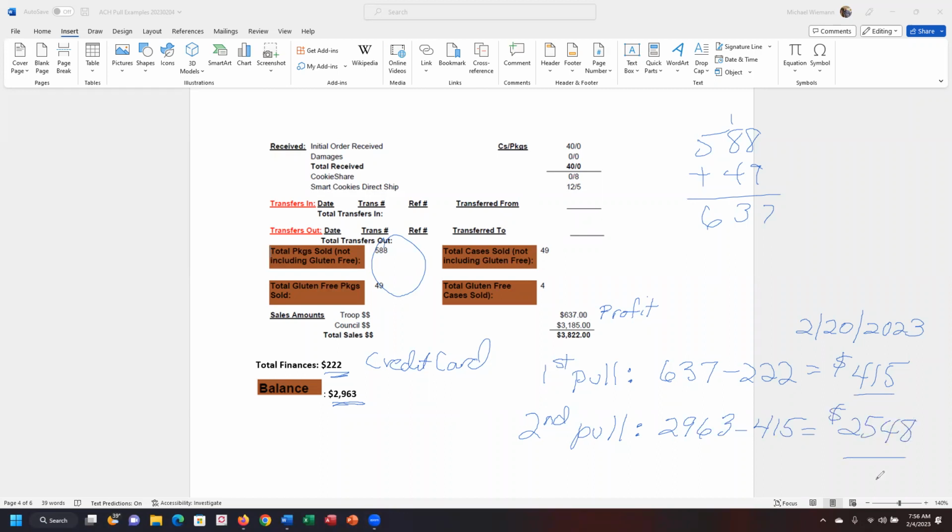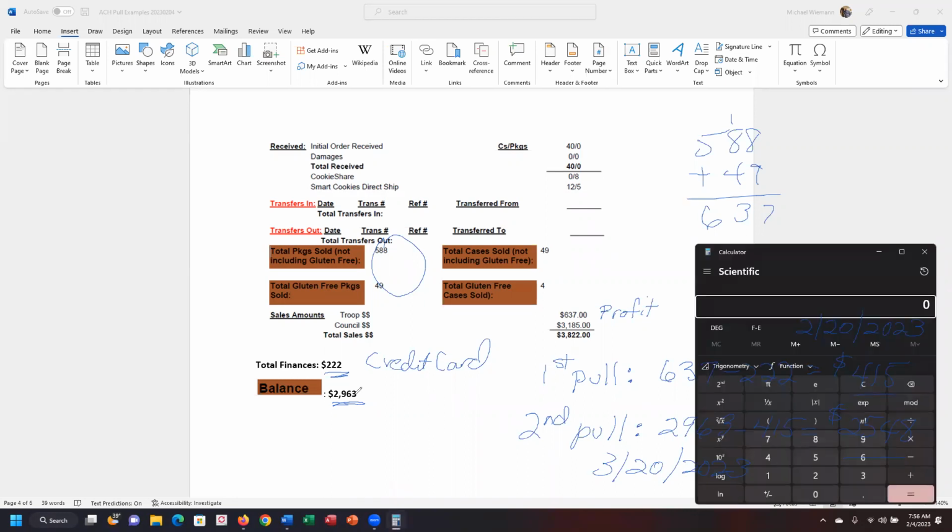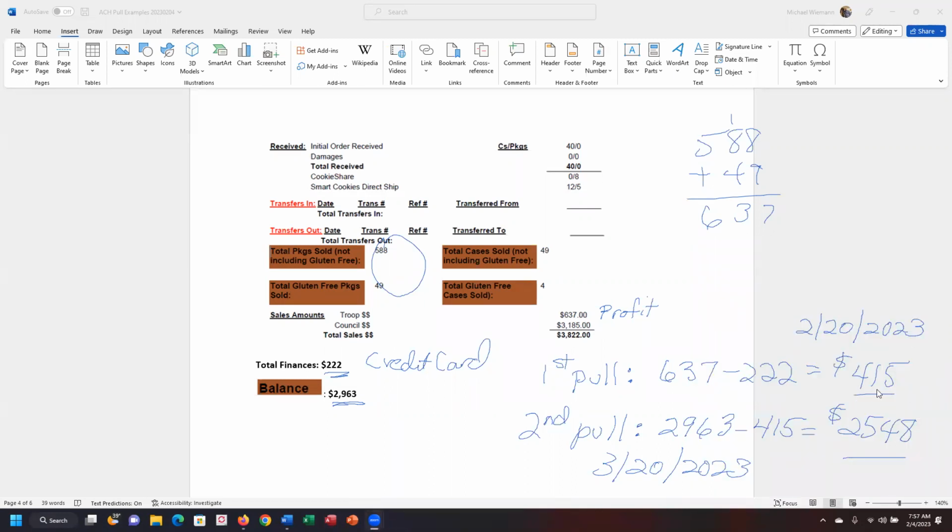2,548. Let's just make sure. And again, that would be the pull on March the 20th, 2023. So let me make sure I did that right. Yeah, because if I do 222, which was the amount that was collected, the 415 from the first pull, and the 2,548, that's going to add back to $3,185, which is what was owed to the council on that. So on this particular troop, $415 would be pulled on February the 20th, $2,548 out of the troop account on March the 20th.